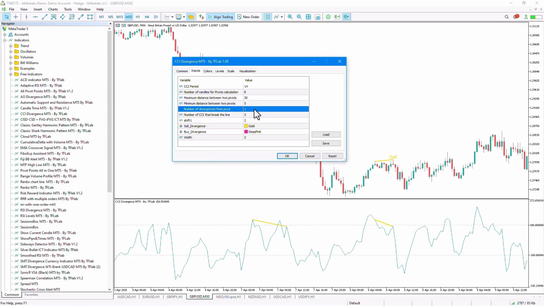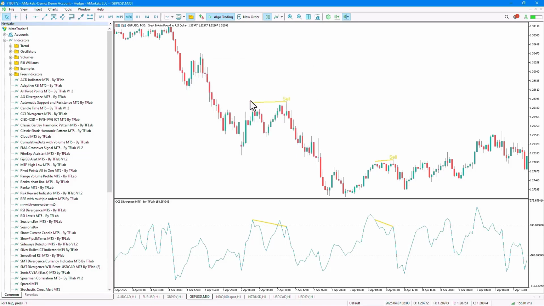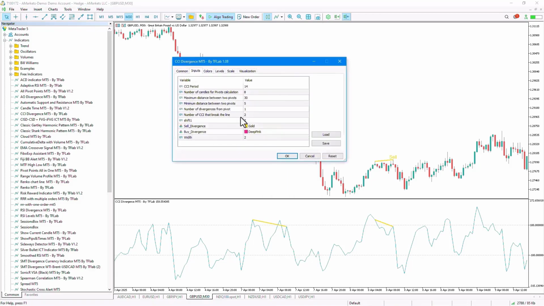In the following section, we can select the number of divergences to analyze in each pivot, which is set to 1 pivot by default. It moves 1 pivot forward from the identified pivot and examines it, issuing a signal if identified.